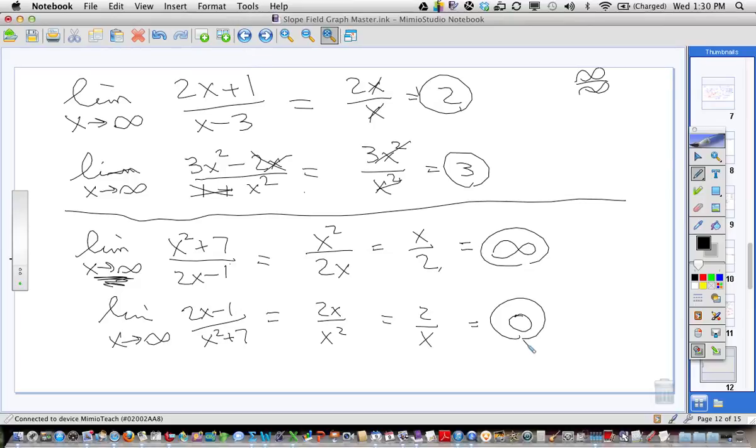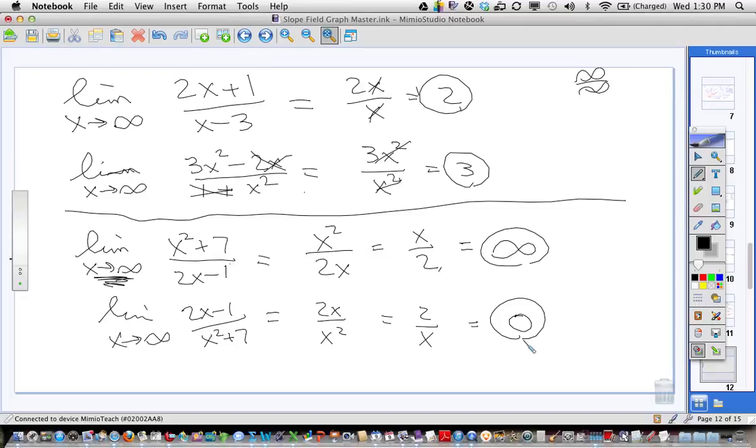Okay? This one, the top is getting big, so is the bottom, but the top's getting big much faster. If the top of a fraction gets really big, then the whole fraction gets big. So this is one of those that's just going out of sight. We go way to the right on the graph, it's just going way, way up. On this one, the bottom's getting big faster compared to the top. And when that happens, it goes to 0.